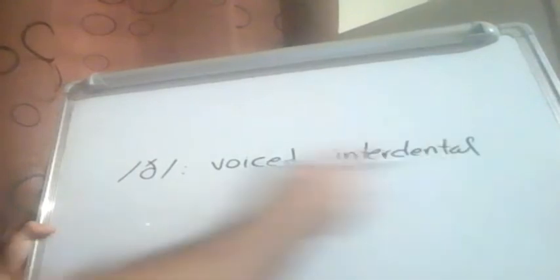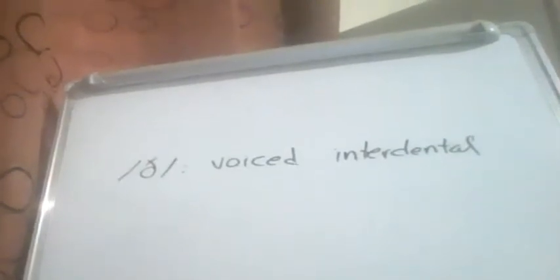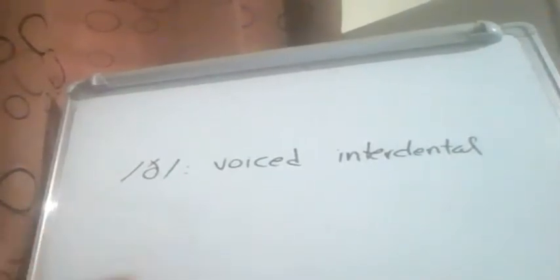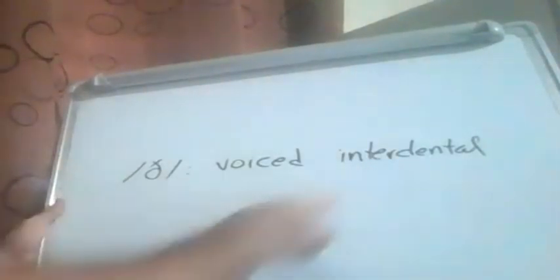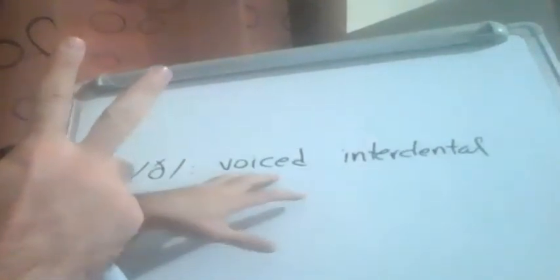Is it necessary to specify affricate? It is not necessary. Why? Because if you go to the consonant chart and you find interdental sounds, there are only two interdental sounds. This one is voiced, the other one is voiceless. So you already have all the necessary features already described or already stated. So affricate is not necessary in this case.